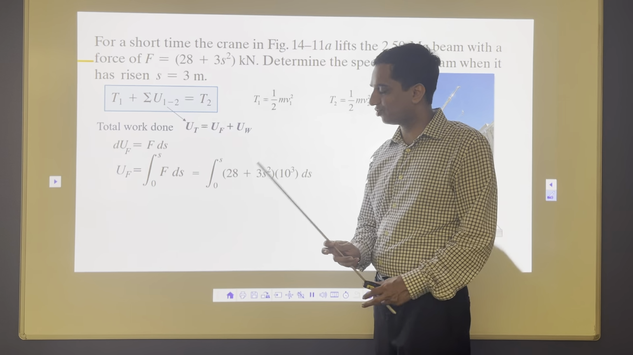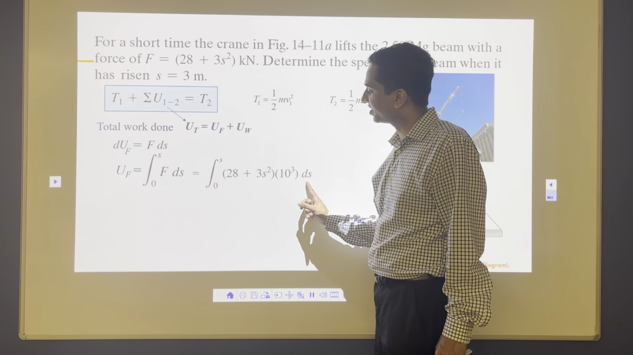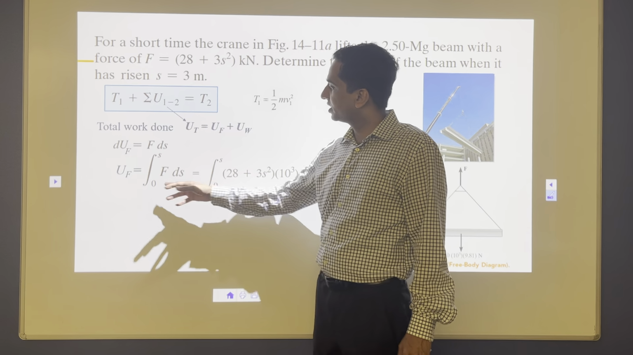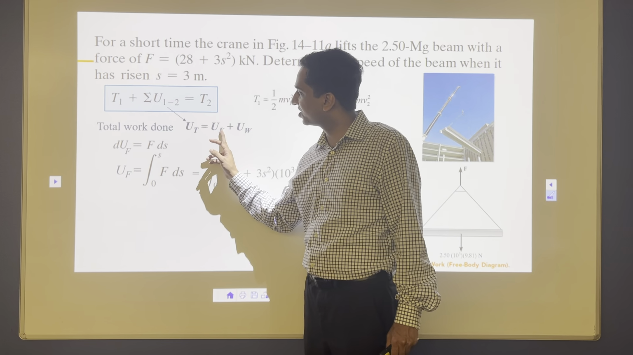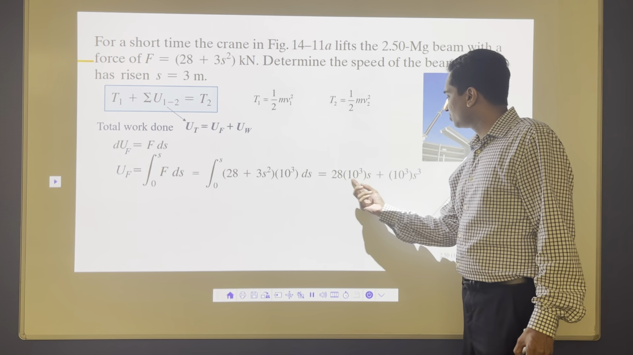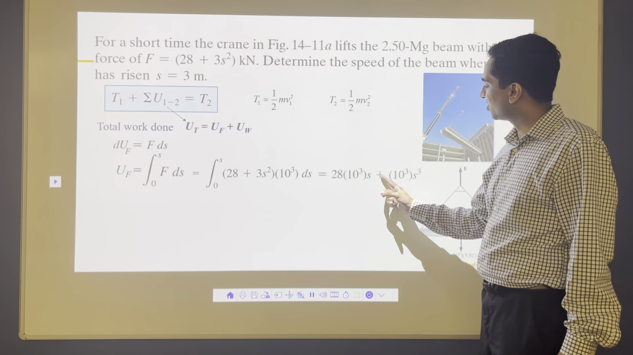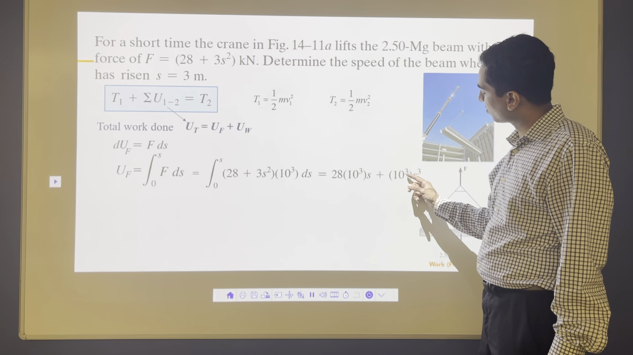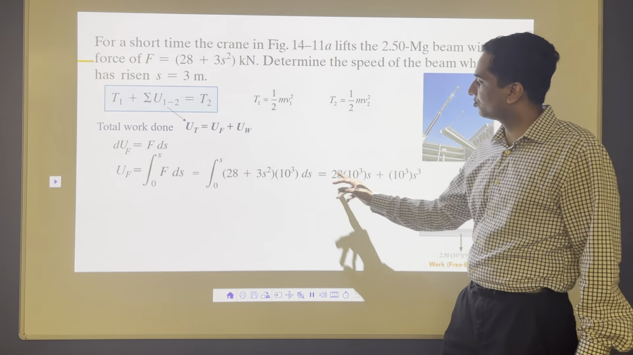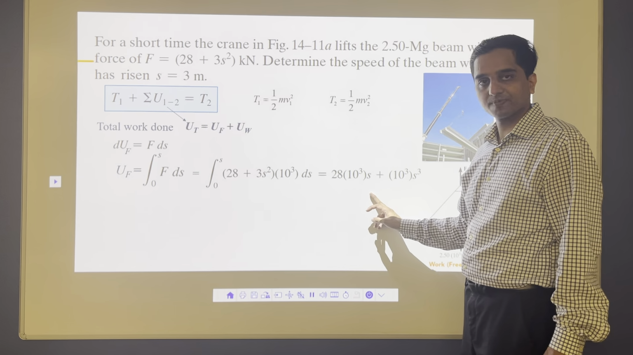And now all I have to do is solve this integration. Once I solve it, I'm going to get UF, I'm going to use that here, and then I can calculate U12. So here we do that, we get 28 times 10³ s plus 10³ s³. If you solve this integration, you'll get something like this.